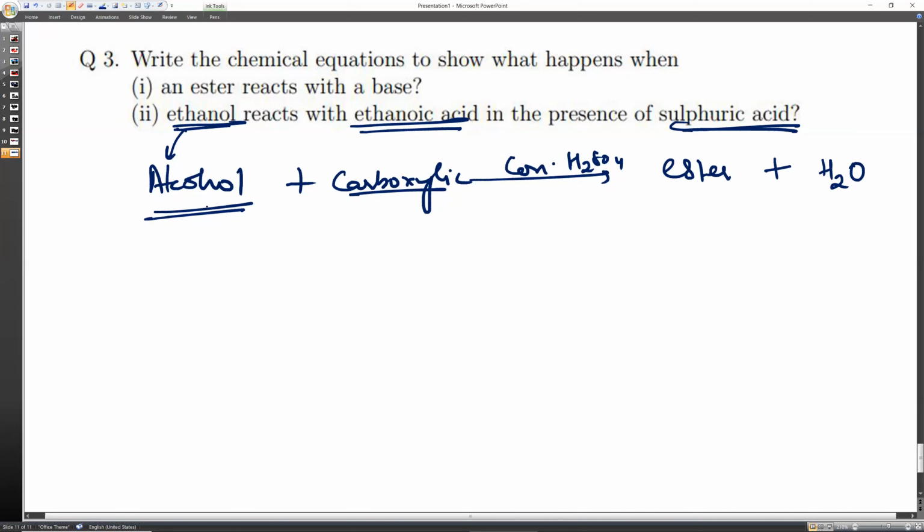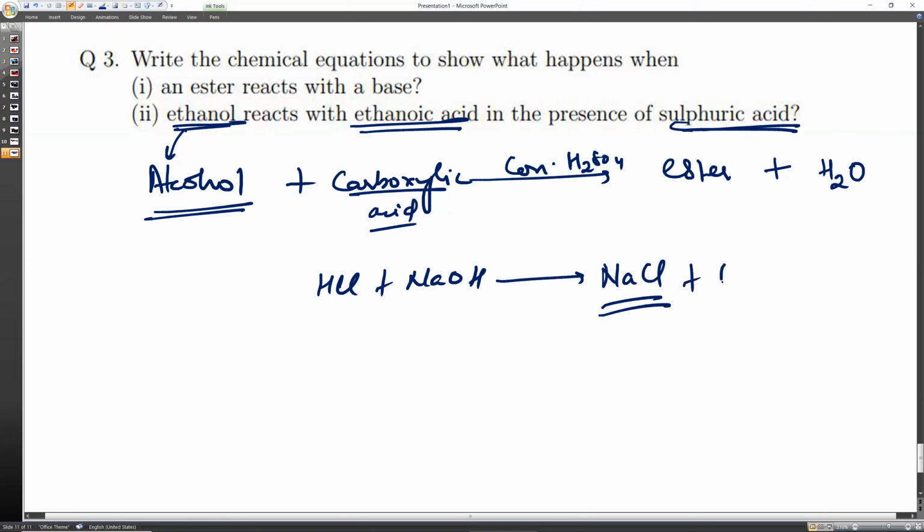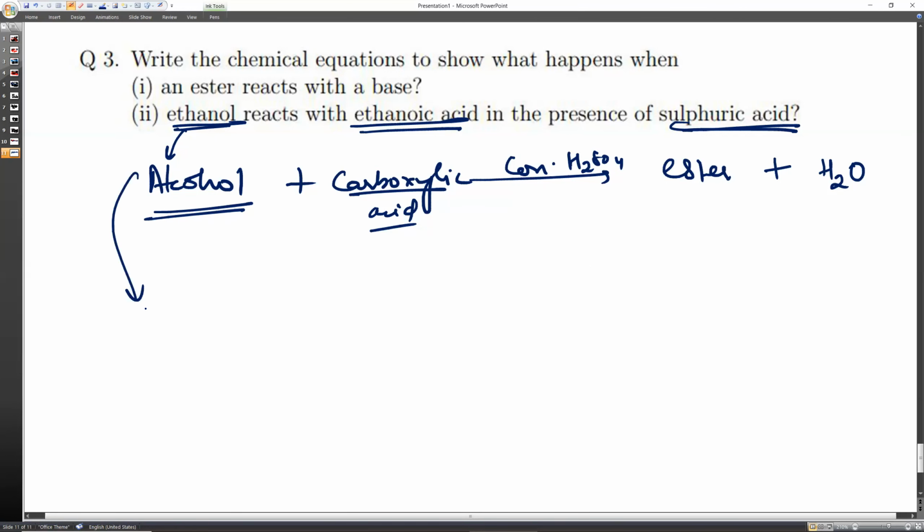Don't just write the general equation, because it is not asking about alcohol reacting with carboxylic acid in general. It is also not asking what happens when an acid reacts with a base, which gives salt and water. But if I ask what happens when HCl reacts with NaOH, you have to mention that it will form salt and water, and the salt formed will be NaCl and water. You have to mention the name of the salt, because it is specifically asking. Got it? Yes.